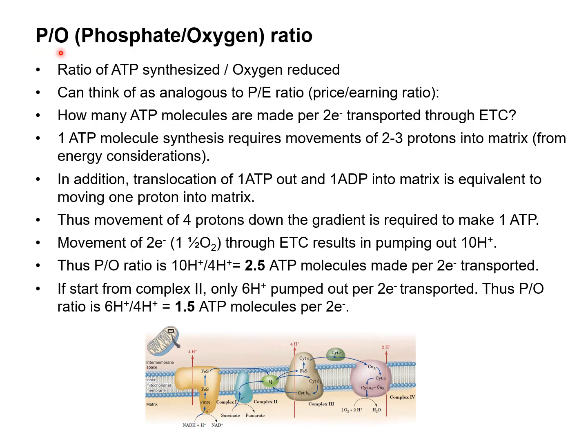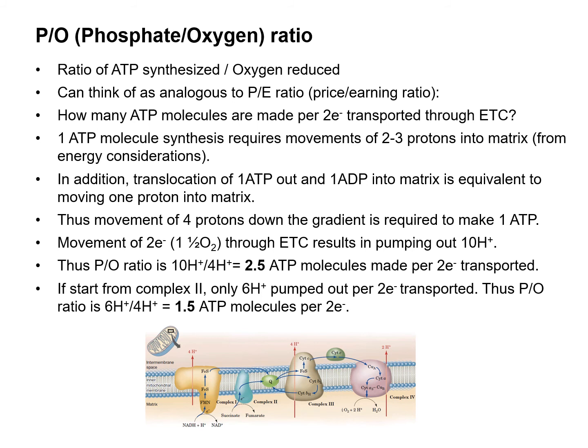We can use the P/O ratio, which is the phosphate to oxygen ratio, to estimate the number of ATP molecules made per 2 electrons transported through the electron transport chain. So the P/O ratio is the ratio of ATP synthesized to oxygen reduced. You can think of it as analogous to the P/E ratio, which is the price earnings ratio, so basically an input and output ratio. And one ATP molecule's synthesis requires movement of 2 to 3 protons into the matrix, from the energy considerations that we already discussed earlier in this lecture.